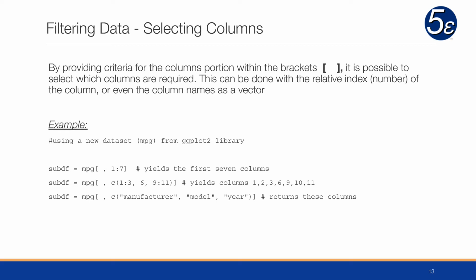Here we have the MPG dataset, which is built into one of the R packages. So we have MPG bracket, comma, 1:7. This will yield the first 7 columns of the MPG dataset, and all the rows, because there's nothing specified in the rows section. In the second example, we've done MPG bracket, comma, C(1:3, 6, 9:11), close parenthesis, and another bracket. Here, we're looking for the columns 1 through 3, 6, 9, 10, and 11. Again, all the rows in those columns.